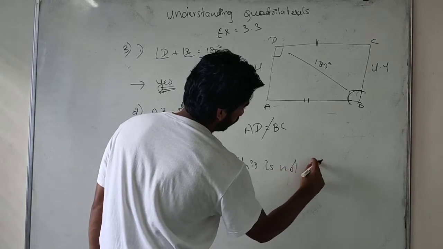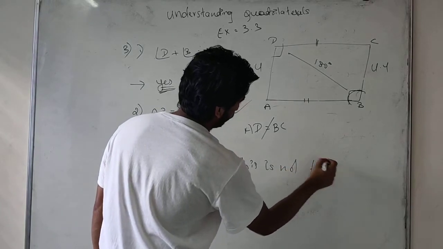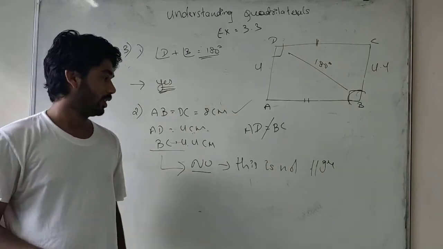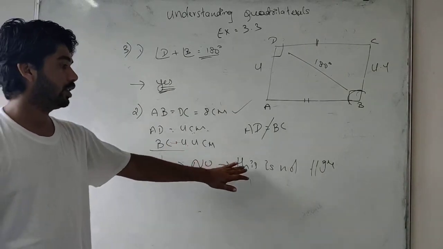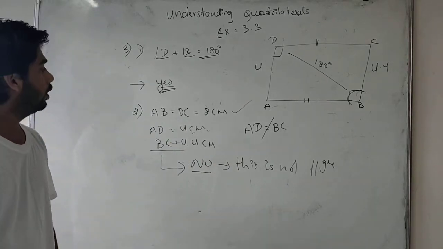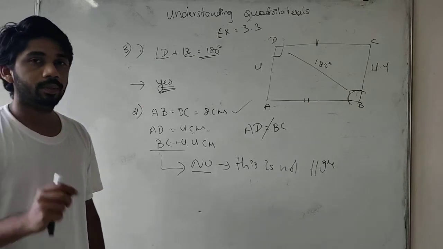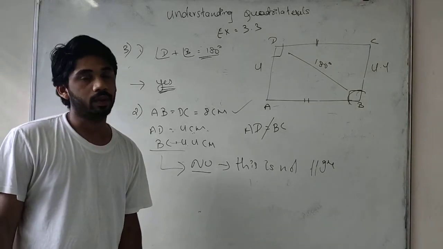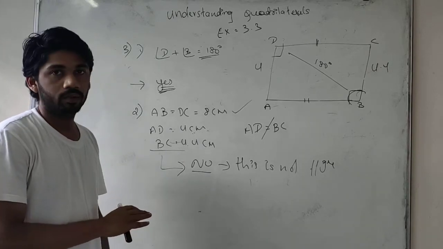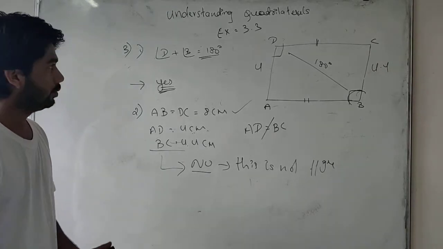This is not a parallelogram. Why? Because this condition is not satisfied. So here we can say that because of this condition, the answer is no. We cannot say this is a parallelogram. Okay, students? You must know the basic properties of the parallelogram. Then only you can solve this type of problem. Okay, note it down. I go to the next one.